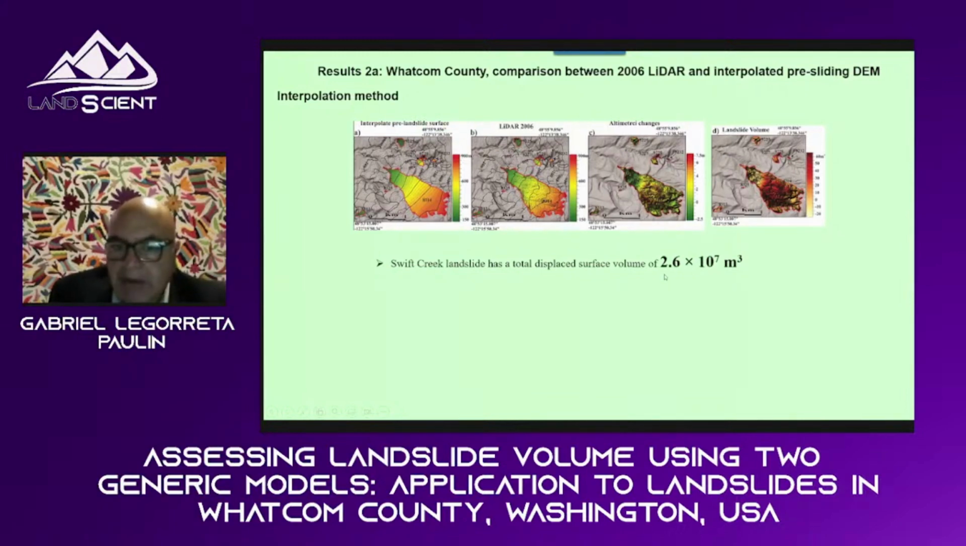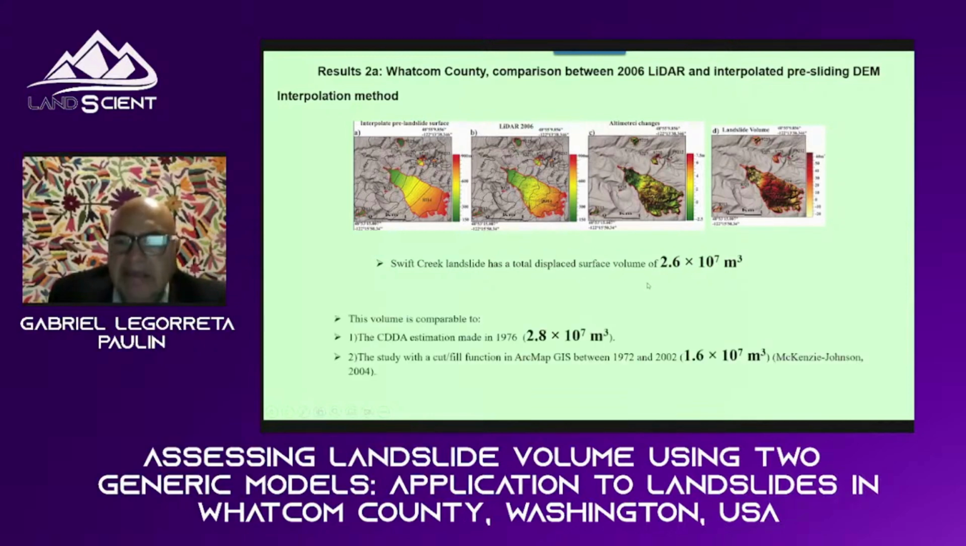In this case, let's use again the Sweet Creek landslide. By using this method, the total displacement surface volume is 2.6 times 10 to the 7 cubic meters. How accurate is this value? I will say it's a very good guess and is in the same order of magnitude as the one that was calculated in 1976 by a geotechnical company and by Mackenzie Johnson in 2002.